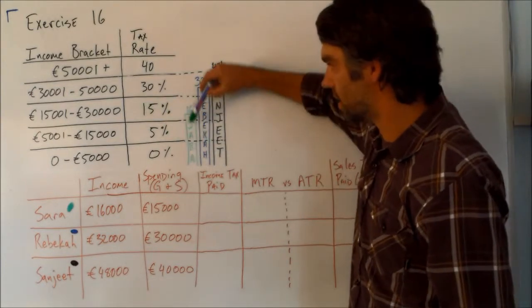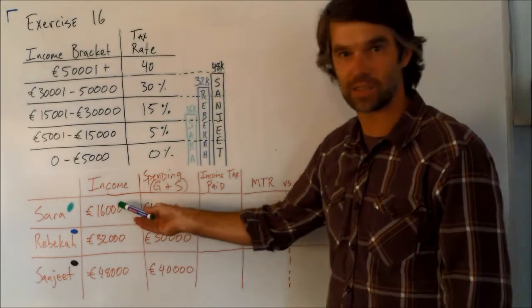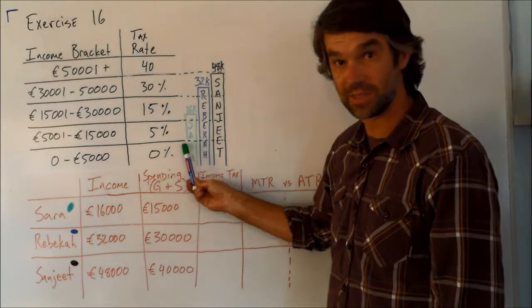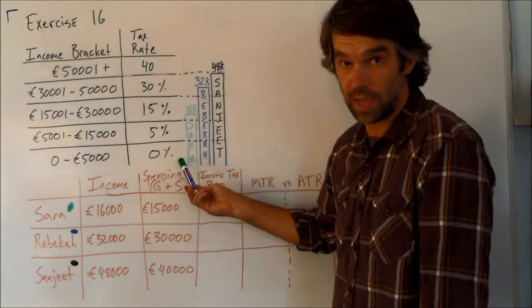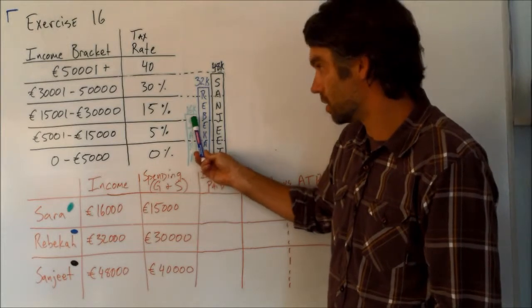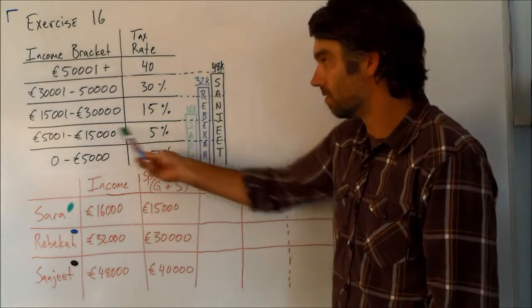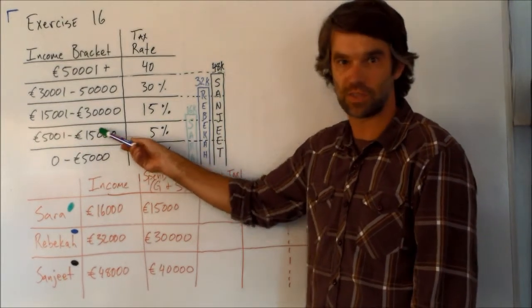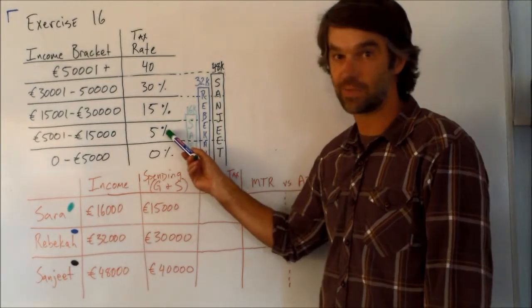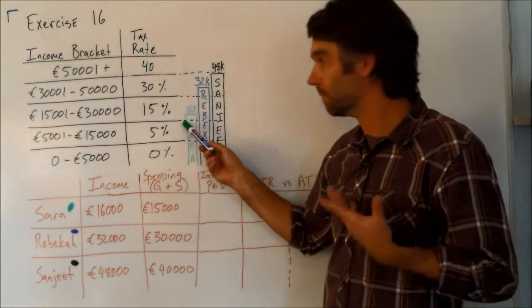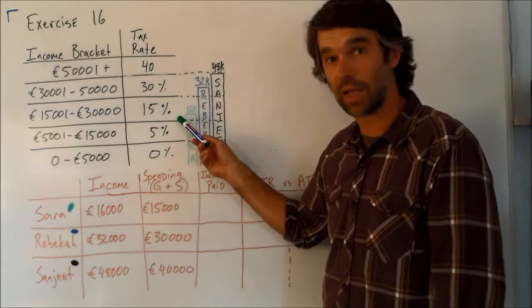So we see that Sarah here that's in green, she only makes 16,000 euro. So the first 5,000 she makes goes into the 0% bracket. So it gets paid 0 tax. The next 10,000 that she makes goes into the 5,001 euro to 15,000 euro, and it gets taxed at 5%. And then the rest that she makes, the additional 1,000 euro, it goes into this next highest tax bracket.